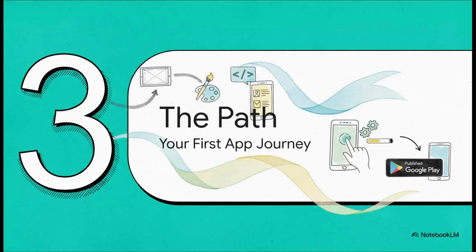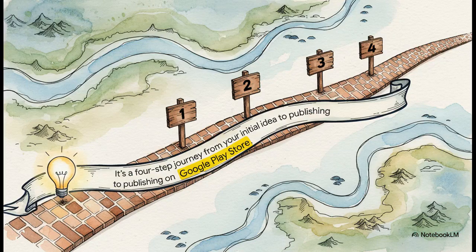Okay, so we've got the why and the basic what. Now for the fun part, the how. What does the actual path look like? How do you go from a blinking cursor on a blank screen to having your app live on the Google Play Store? And the best news? It's not some crazy, confusing maze. It's really just a simple 4-step journey from start to finish.